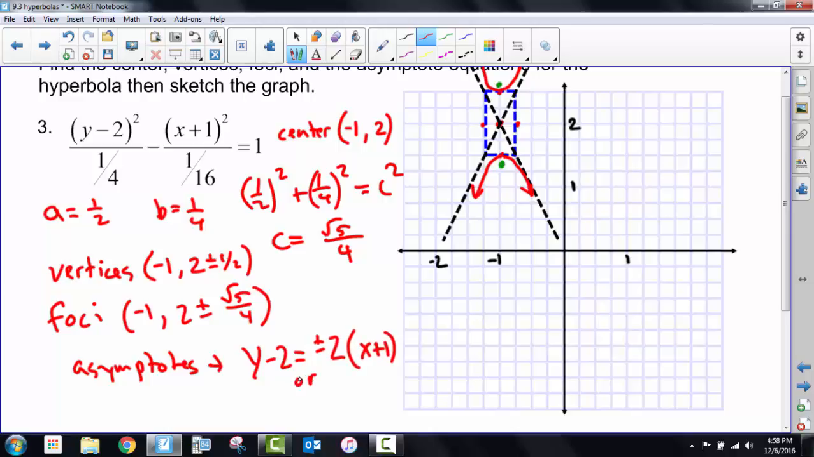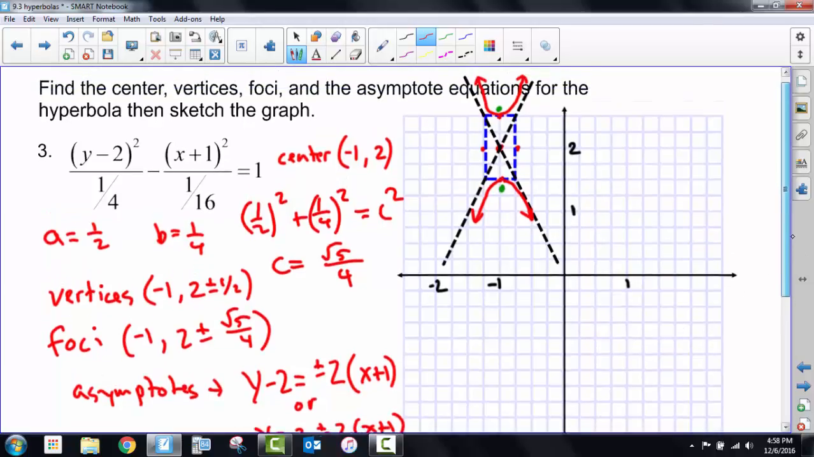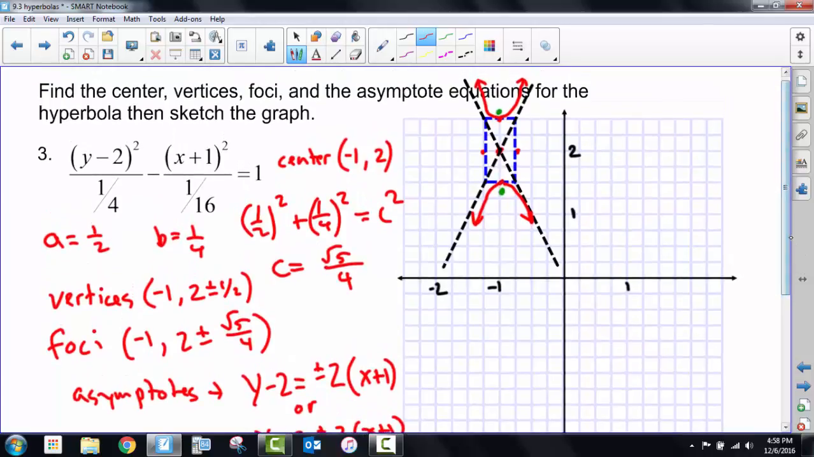Now, some teachers might prefer that you go ahead and move that 2 to the other side and make it 2 plus or minus 2 times x plus 1, something like that. For me personally, I'm okay with either of those forms, but talk to your teacher to make sure they aren't picky about something like that.